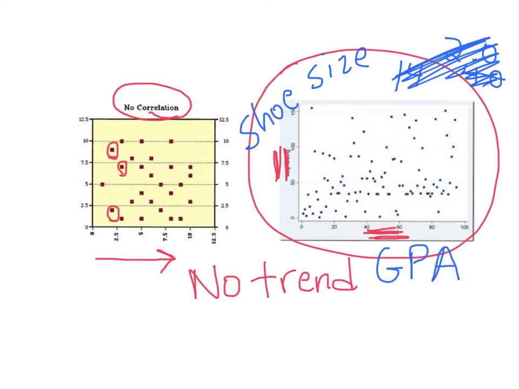All right? Okay, so in summary, a scatter plot is when we plot points that compare two sets of data, and we either get a positive trend, a negative trend, or we get no trend at all.